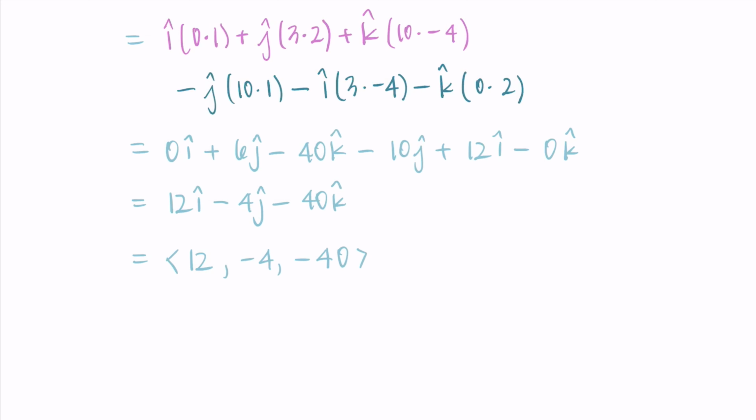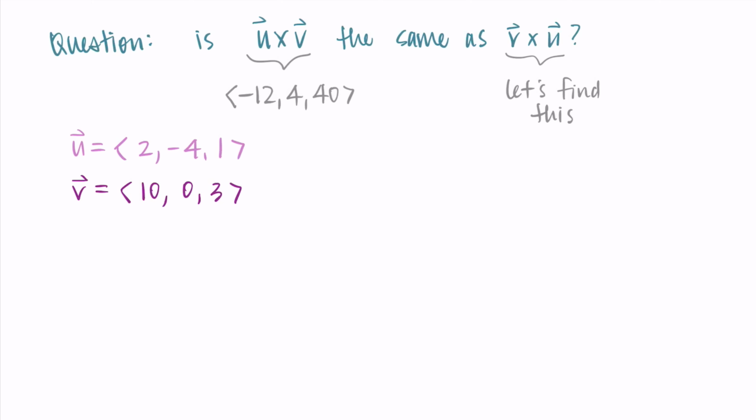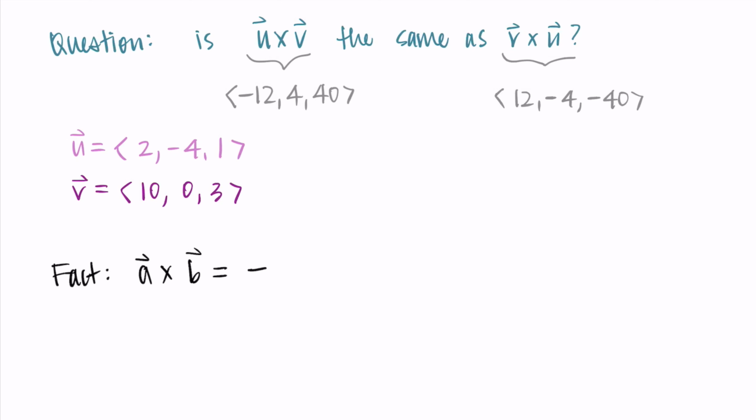And so these are my solutions to my cross product, both in IJK notation and in vector notation, or component notation. So we can compare now. U cross V was -12, 4, 40, but V cross U was 12, -4, -40. So it was just different by a negative sign. Basically this means it just points in the opposite direction. And so what we can say is that A cross B in general is equal to the negative of B cross A. This is a fact that we now know about cross products from going through this exercise.